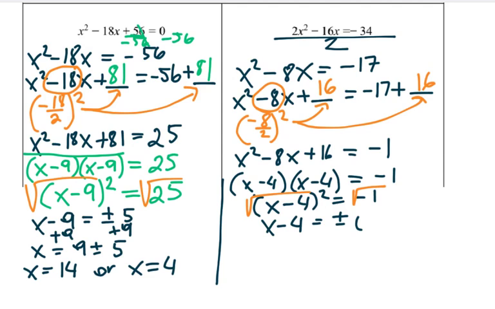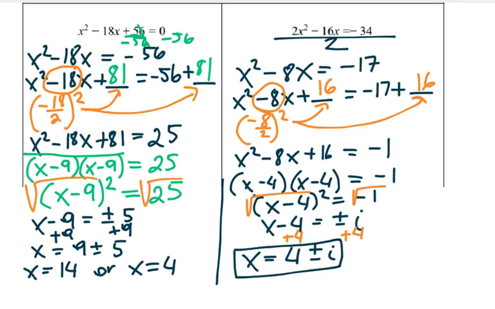Then I'm going to add 4 to both sides. And now I have a little bit of a problem because now I have an imaginary number plus a real number, but that will give me a complex number. 4 plus or minus i. And this is my answer because I can't add real numbers with imaginary numbers.